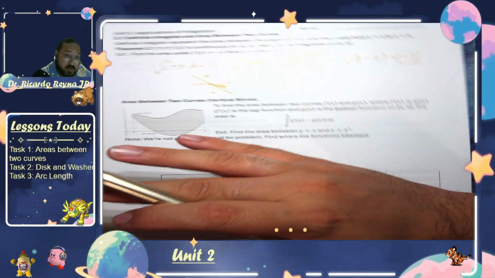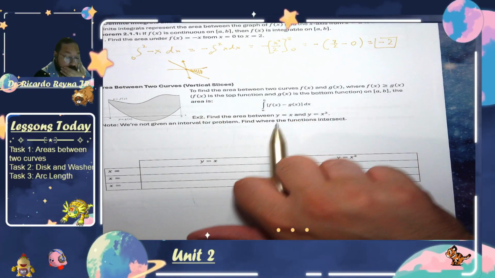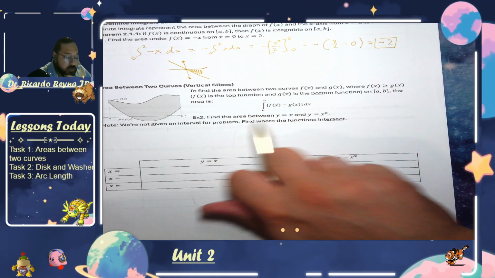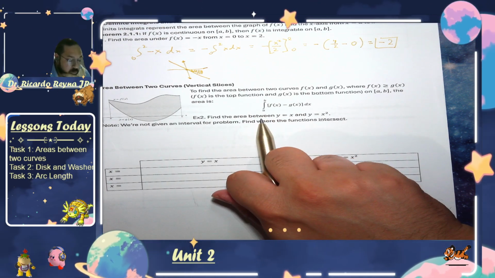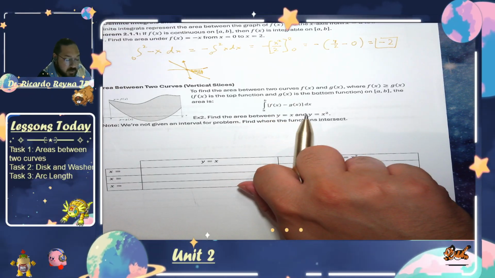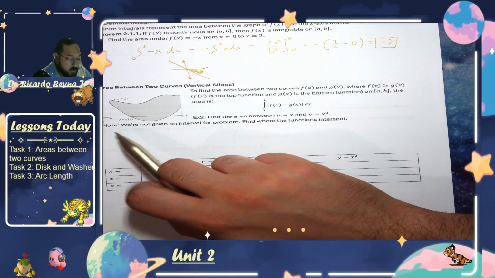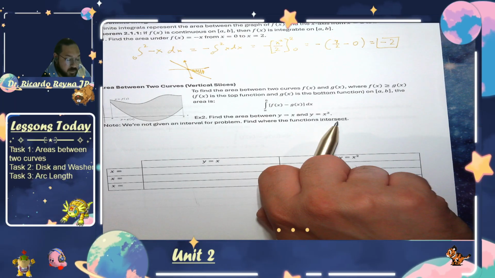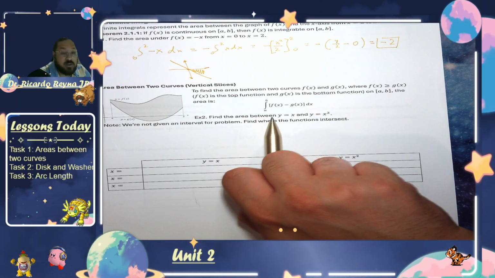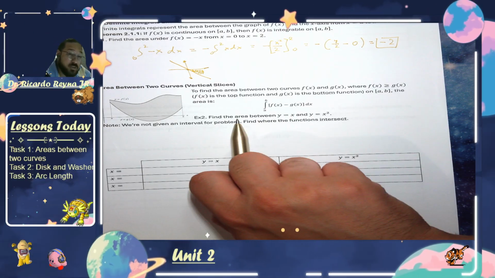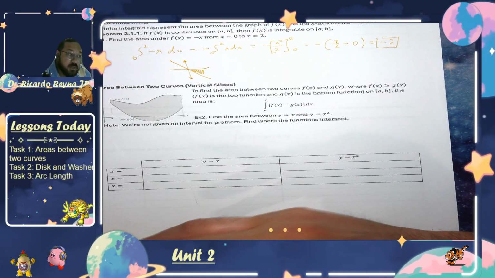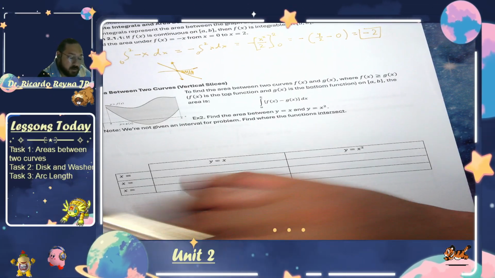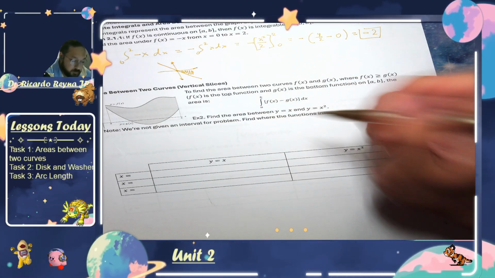Now, in some cases, we provide the interval, and in some cases, we don't. This is one of the cases where we don't. It says find the area between y is equal to x and y is equal to x squared. We are not given an interval. We need to make one. Find where the functions intersect, because in reality, they're going to intersect. If we're going to find between, it can't just be an infinite in between. There has to be some overlap of these guys. So let's go ahead and figure that out.